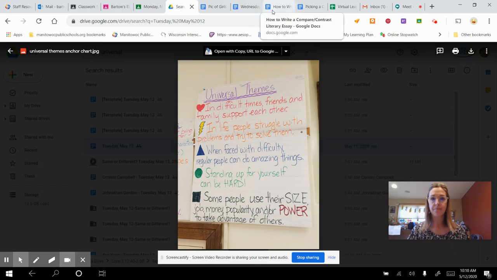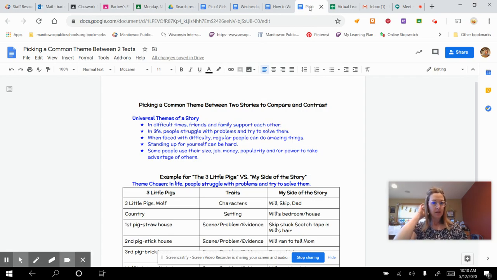So what you're going to see today is this Google Doc that I'm going to share with you. You will not have access to it to do editing. You're just looking at it. So this text, picking a common theme between two stories to compare and contrast, that's basically what we're going to do. I have provided you with the universal themes of a story. These are the ones that I would really like you to pick from, so that we all have common language.